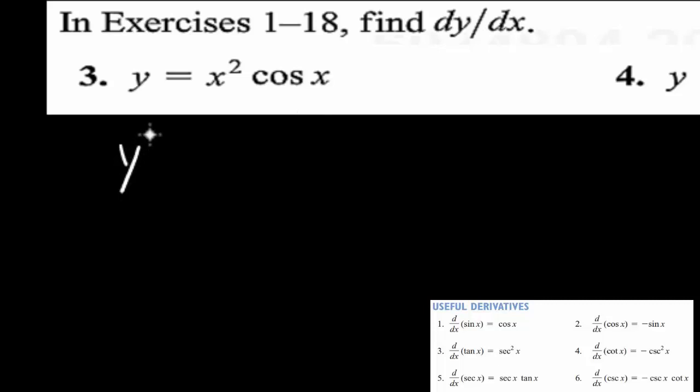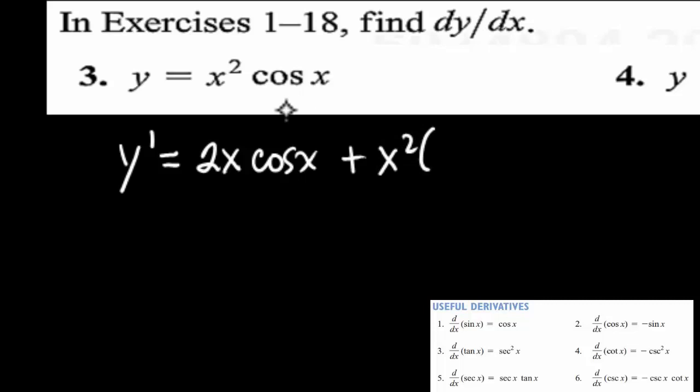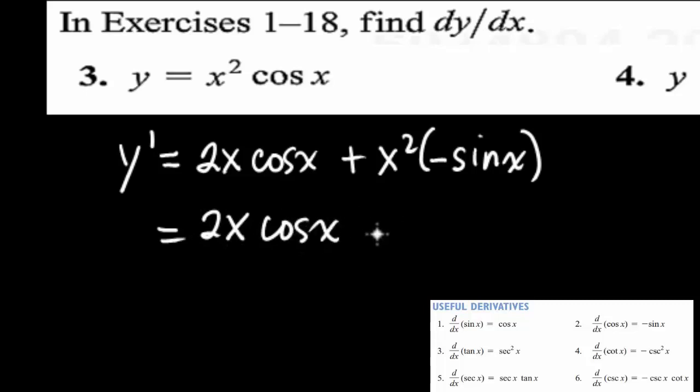So now y prime is, first take the derivative of x squared, and that's 2x multiplied by cosine of x. Okay, and then take x squared multiplied by the derivative of cosine. So you put minus sine of x. So we have, thus far, 2x times cosine x minus x squared sine of x.